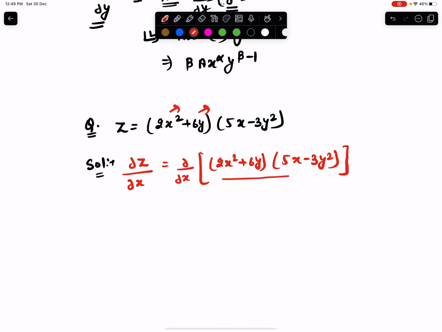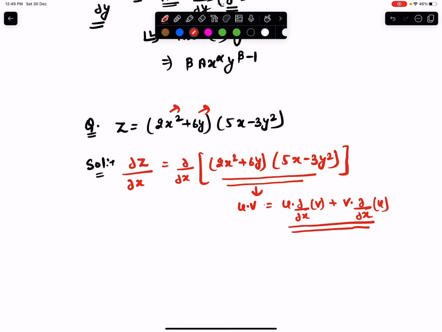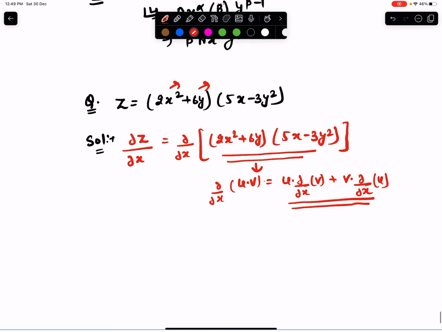So this is the product rule, the property of u into v. What is the differentiation of u into v? This is u into ∂/∂x of v plus v into ∂/∂x of u. We will apply the property of simple differentiation here, as we have ∂/∂x of u into v. So we will apply the properties.